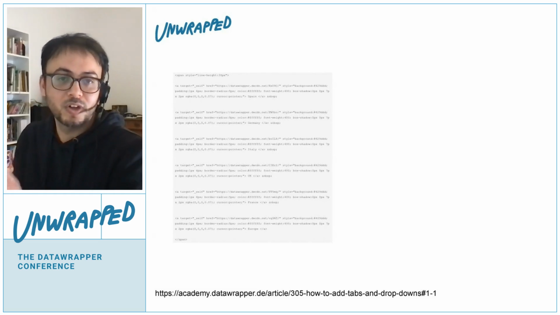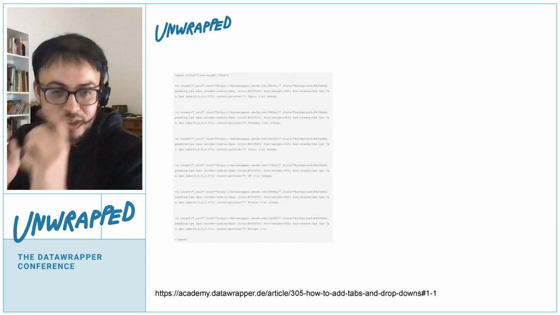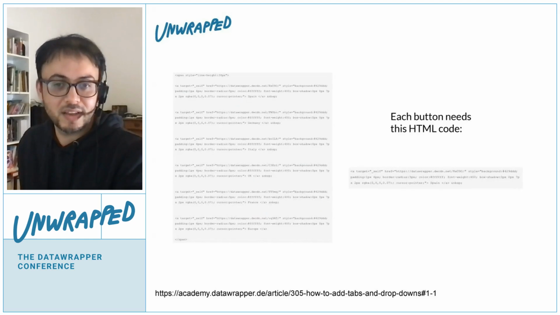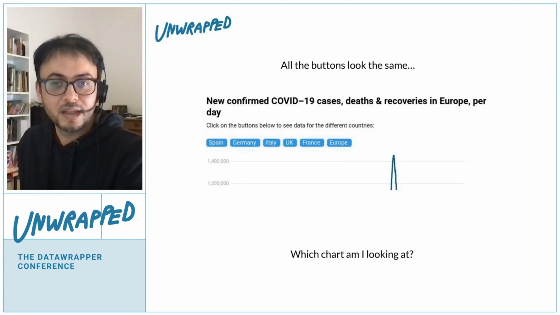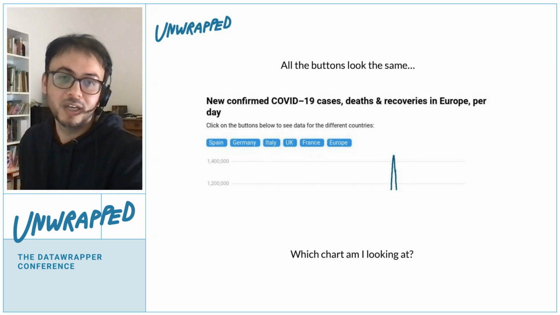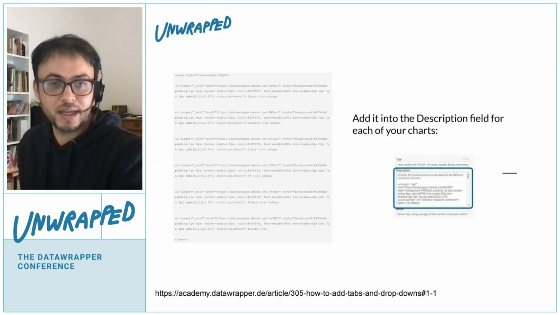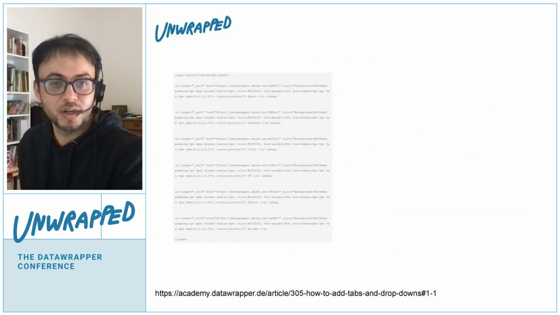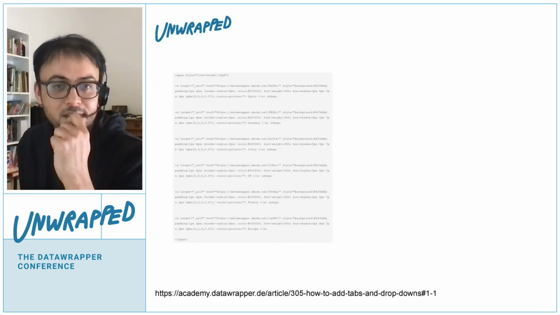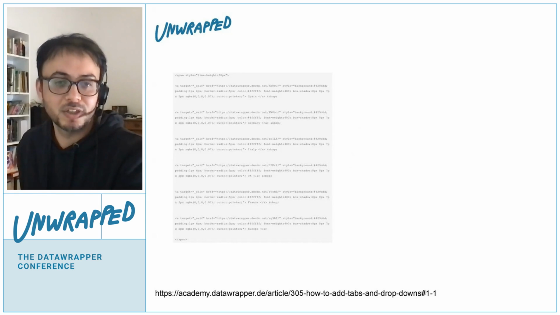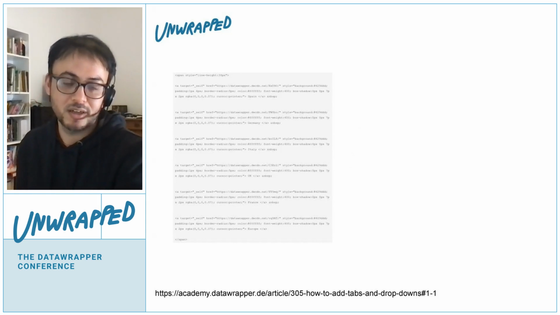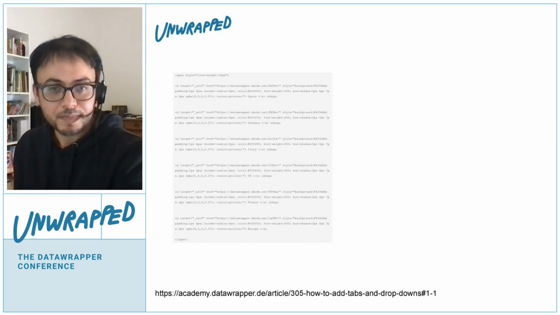So this is what the code looks like that Datawrapper suggests that you use. The end effect, I think Amanda showed yesterday, is a chart like this, where you can switch between Spain, Germany, Italy, UK, France, and Europe. And basically, this is what we're working with. This is a set of HTML links, which are put into the description box in your Datawrapper chart.